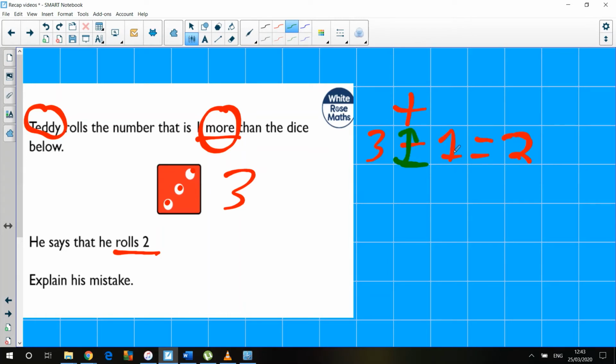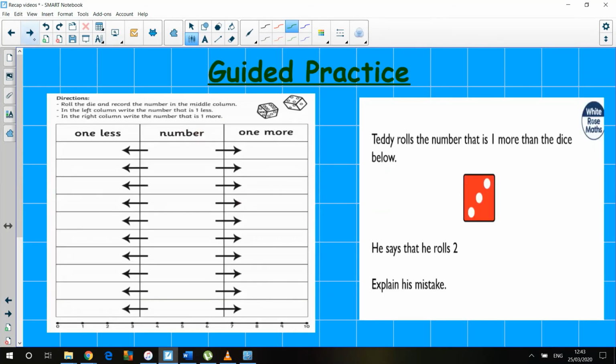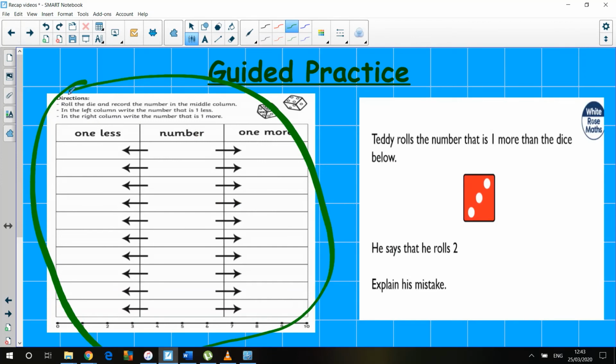We're adding 1. So, Teddy rolls a number that's 1 more than the dice below. He rolled a 3, so let's see if we can solve that using our green for growth. We've got 3, add 1 equals 4. That's correct, 4. Okay, now your challenges today. Can you, using this sheet here, solve as many one less and one more challenges? We've got some one less challenges there to help you. We will be going through that in the next session as well if you do get stuck, but just try and have a go at it today.